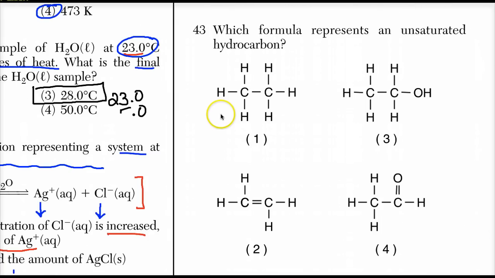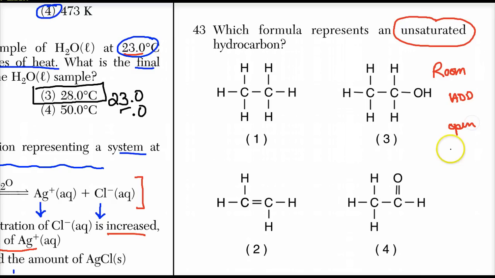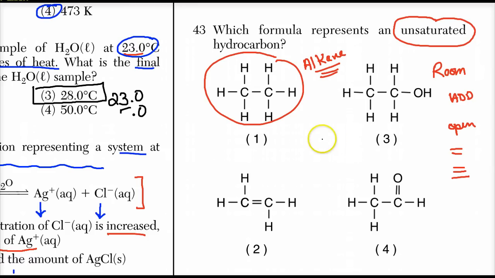43, which formula represents an unsaturated hydrocarbon? Unsaturated means there is room to add stuff directly to the carbon chain if you open the double or triple bond between the carbons. This is saturated. This is called an alkane, and Table Q will show you that. This is also saturated. Carbon is bonded to 4 things. All right, this is an aldehyde, but still this carbon is bonded to 4 things.